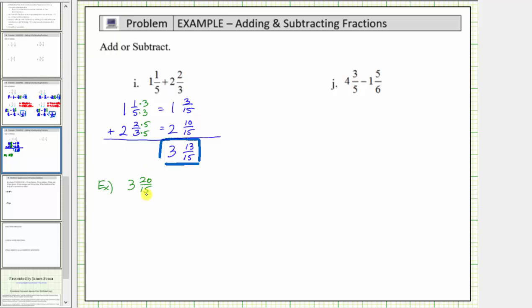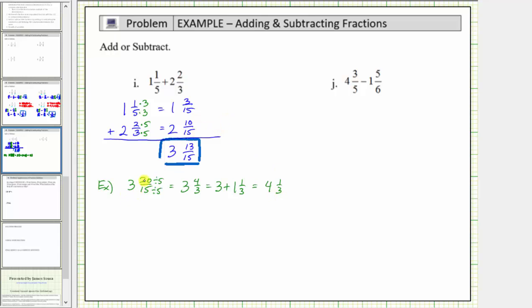Let's first simplify 20/15. 20 and 15 share a common factor of 5, so we would divide the numerator and denominator by 5. This would give us 3 4/3, because 20 divided by 5 is 4, 15 divided by 5 is 3. But this would still not be in the correct form because 4/3 is an improper fraction. 4/3 is equal to 1 1/3, so we'd have to write this as 3 plus 1 1/3, which is equal to 4 1/3. So if we did get a sum in this form, we would have to simplify the fraction, then convert the improper fraction to a mixed number, and then finally determine the sum. This would be the correct form if we're adding mixed numbers.